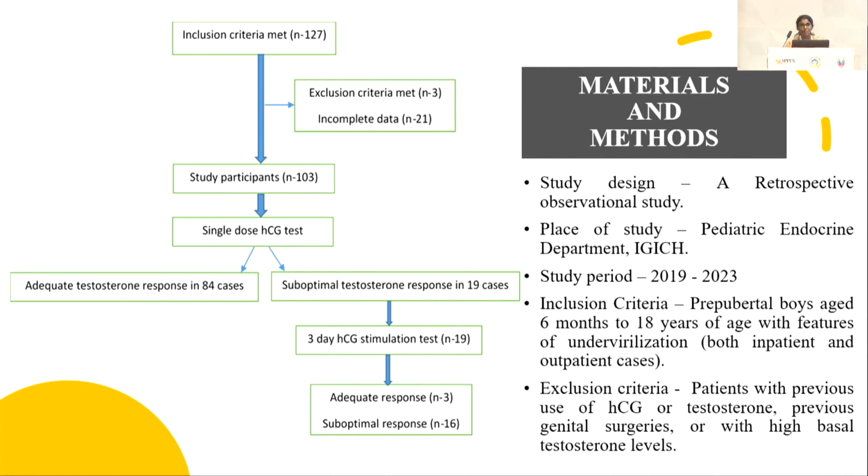As a part of a unit protocol, we do a single-dose HCG stimulation test in the initial evaluation, and in case there is a poor response to it, we usually go ahead with a 3-day test. Here we found that 84 cases had an adequate response to the single dose. However, 19 cases had a suboptimal response. The analysis of these 19 cases with the 3-day HCG test showed that still a majority of the cases had a suboptimal response to the 3-day test as well.